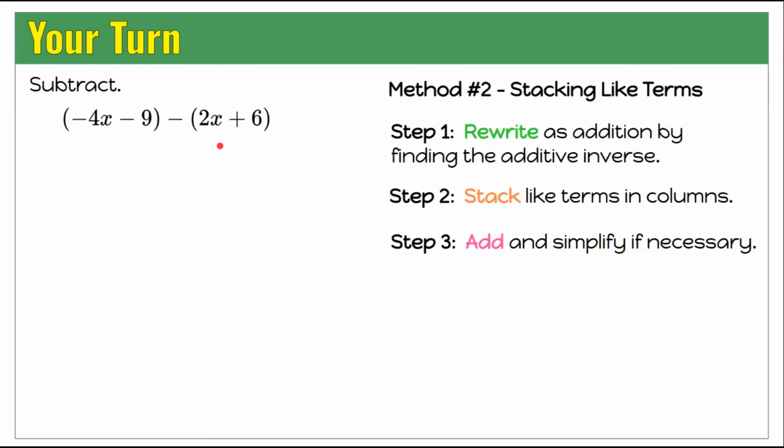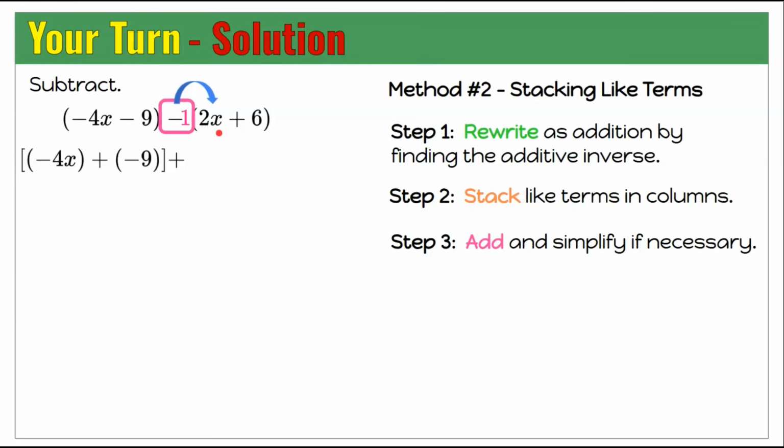Welcome back. So first we're going to rewrite using addition. So we have negative 4x add negative 9. Then we have our invisible 1. So we're going to change the subtract to add and add the additive inverse. So negative 1 multiplied by 2x is going to give me negative 2x. Negative 1 multiplied to positive 6 is going to give me negative 6.